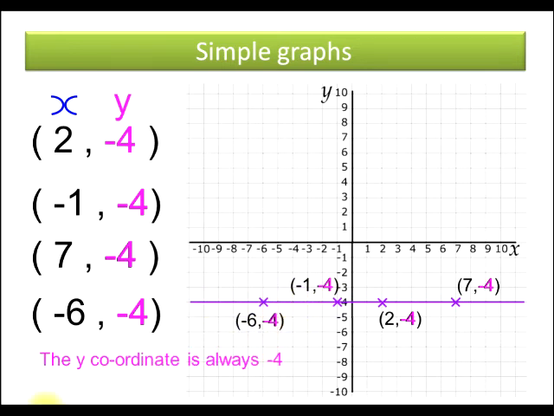So as a sentence, the y coordinate is always -4, and in more mathematical language, the y coordinate, just y, always equals -4. And remember to always label your lines.